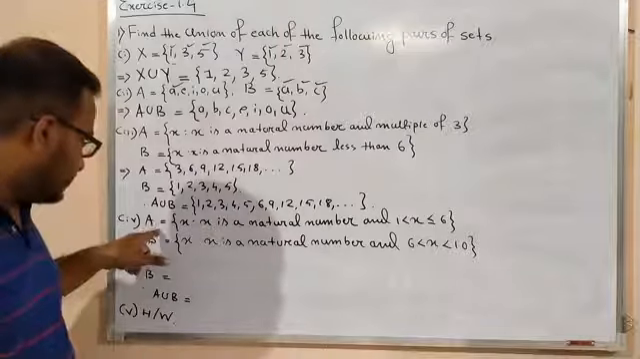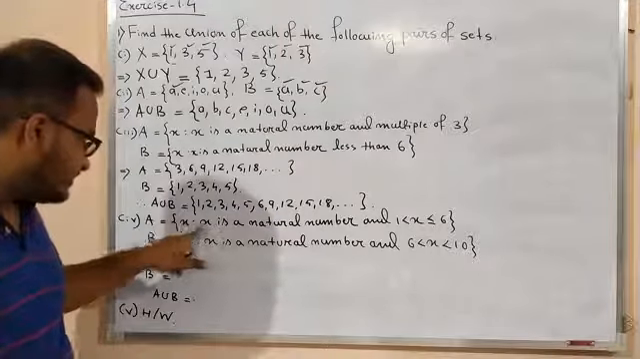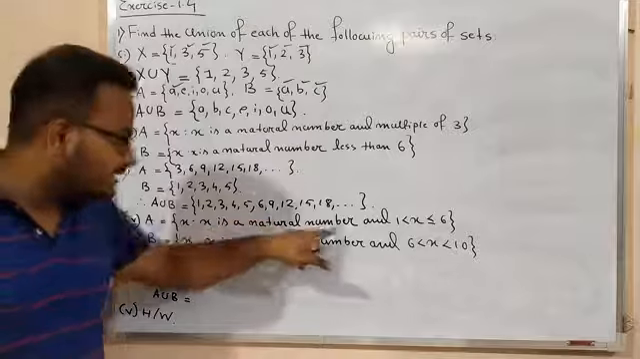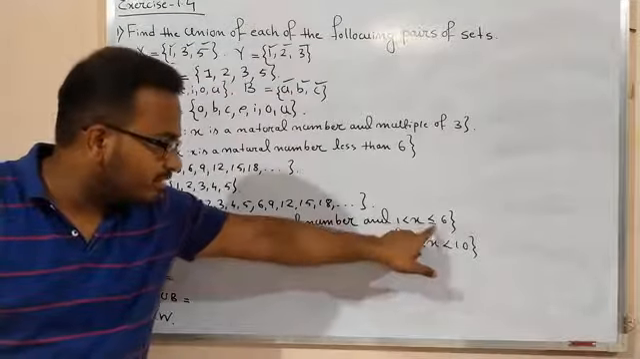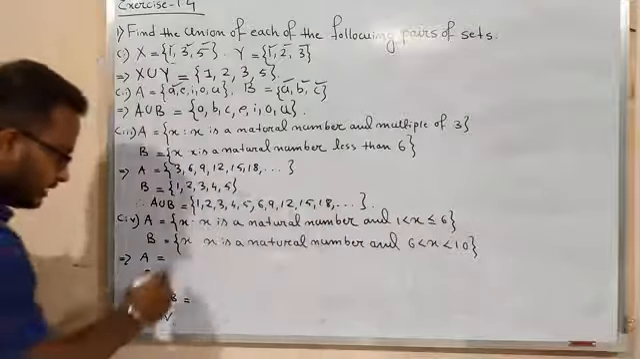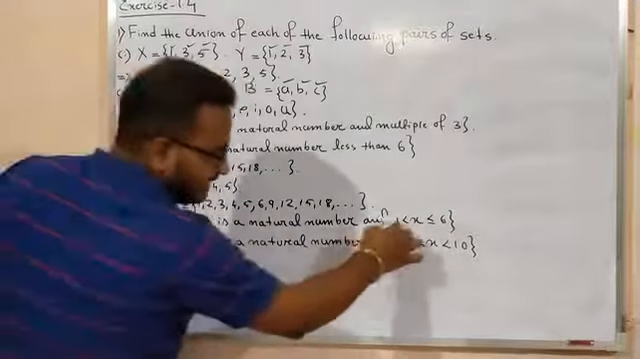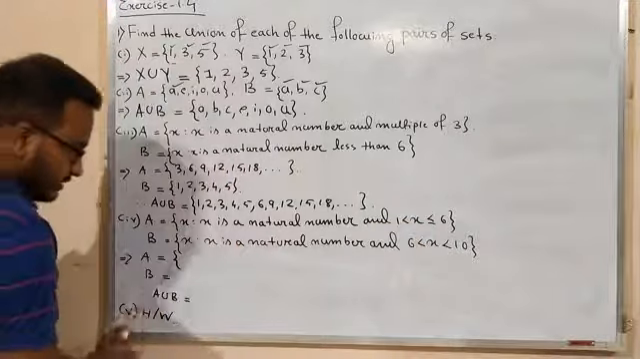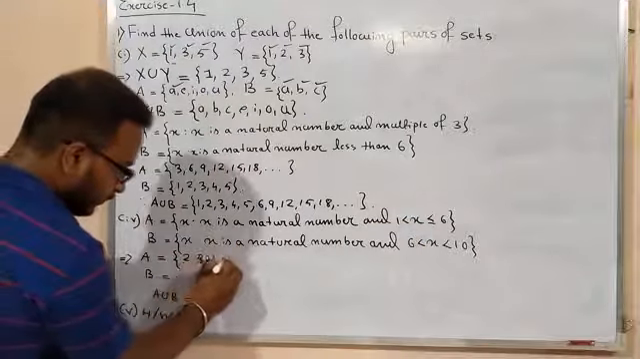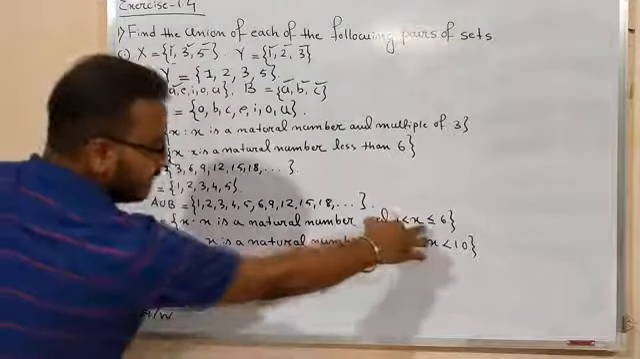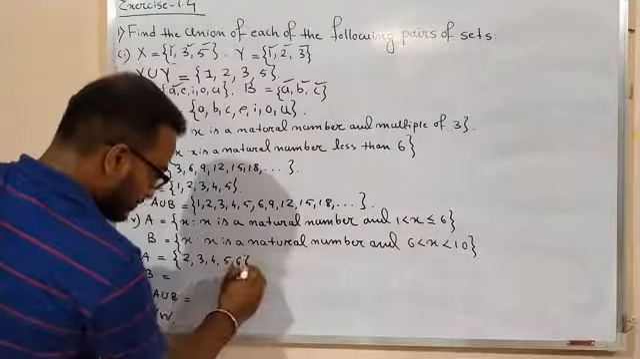Now the next number 4 is X such that X is a natural number and this X is strictly greater than 1 and less than or equal to 6. So it is also easy. This X is strictly greater than 1, right? So this A equals, it should start from 2. 2, 3, 4, 5. Equality is there, so you can write 6, right?